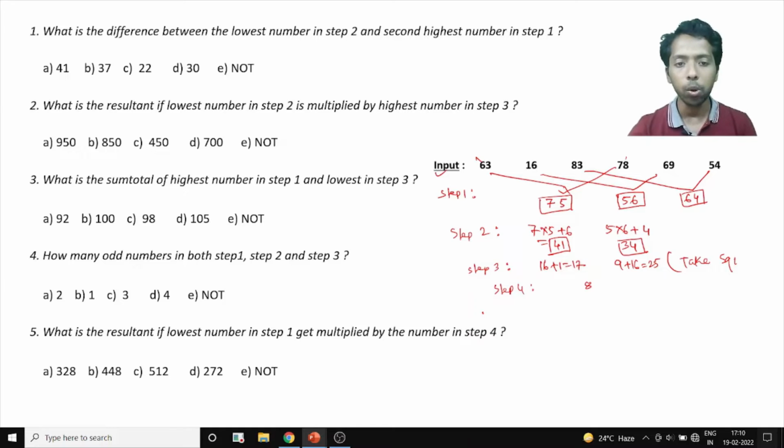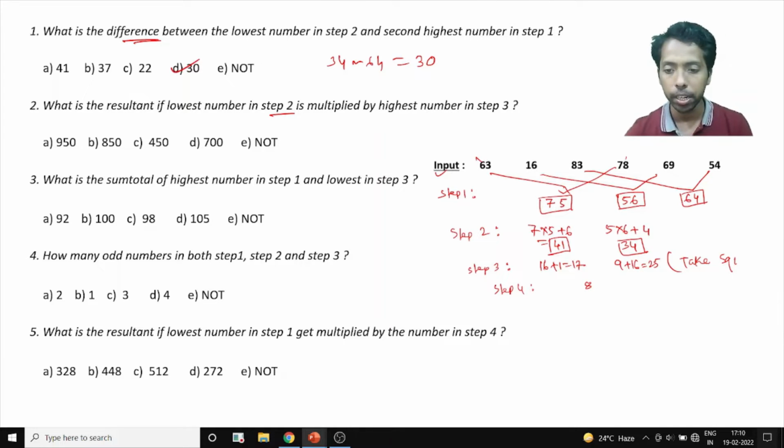What is the difference between the lowest number in step 2? Lowest number in step 2, that is 34. Okay. And second highest number in step 1, that is 64. Right. What's the difference here? Just 30. Okay. Don't write like 34 minus 64 and you are getting minus 30, and none of these options is intentionally given to make you in confusion. Don't fall in trap. Right. Just take the difference here. Mark this word here. What is the difference? That is 34, 64, difference is 30. So option D.